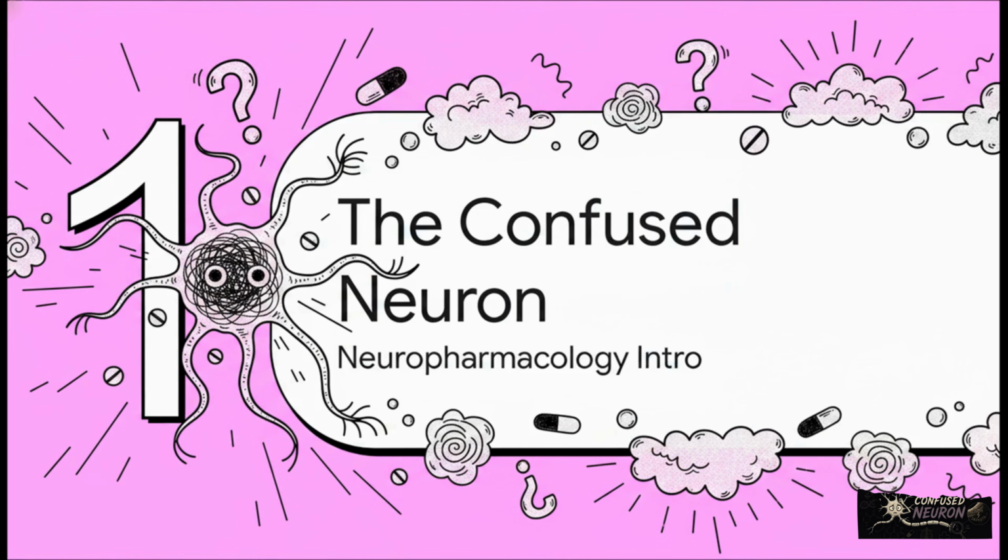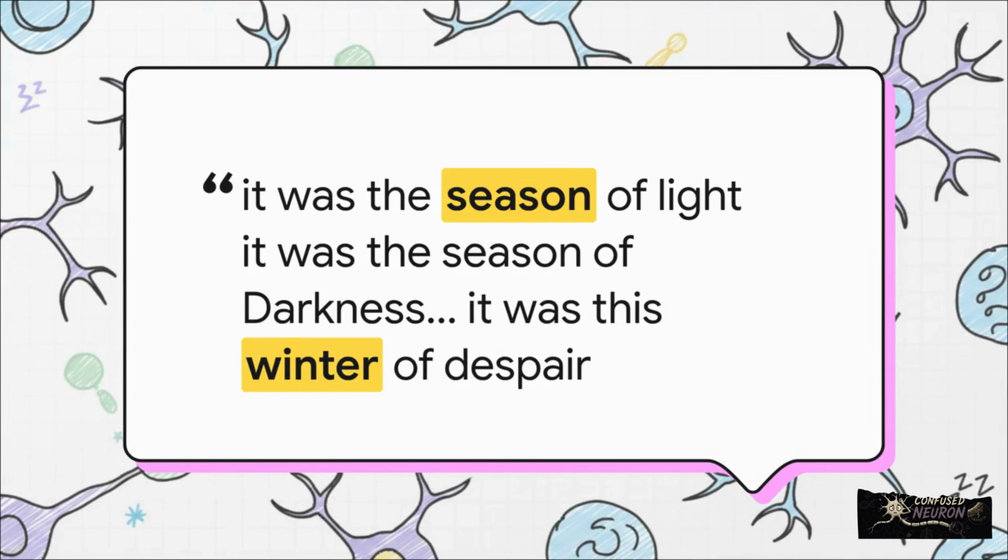Chapter 1, The Confused Neuron. Charles Dickens famously wrote, "It was the winter of despair." And let's be totally honest here, nothing induces an acute anxiety attack quite like studying neuropharmacology, right? It can literally feel like a winter of despair. But don't worry, stick with me. We are going to take these incredibly dense textbook concepts and turn them into high-yield, easy-to-remember pearls.